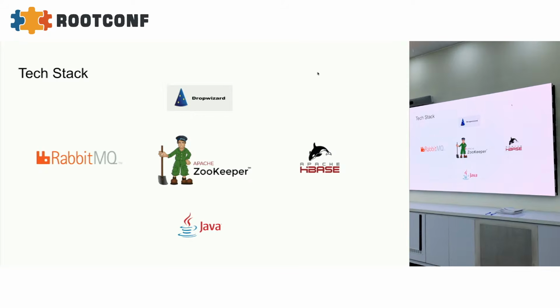It stores all the keys in a sorted order, and it supports multi-columns, a wide column database. So we use HBase, RabbitMQ, and Zookeeper as our building blocks for Clockwork.